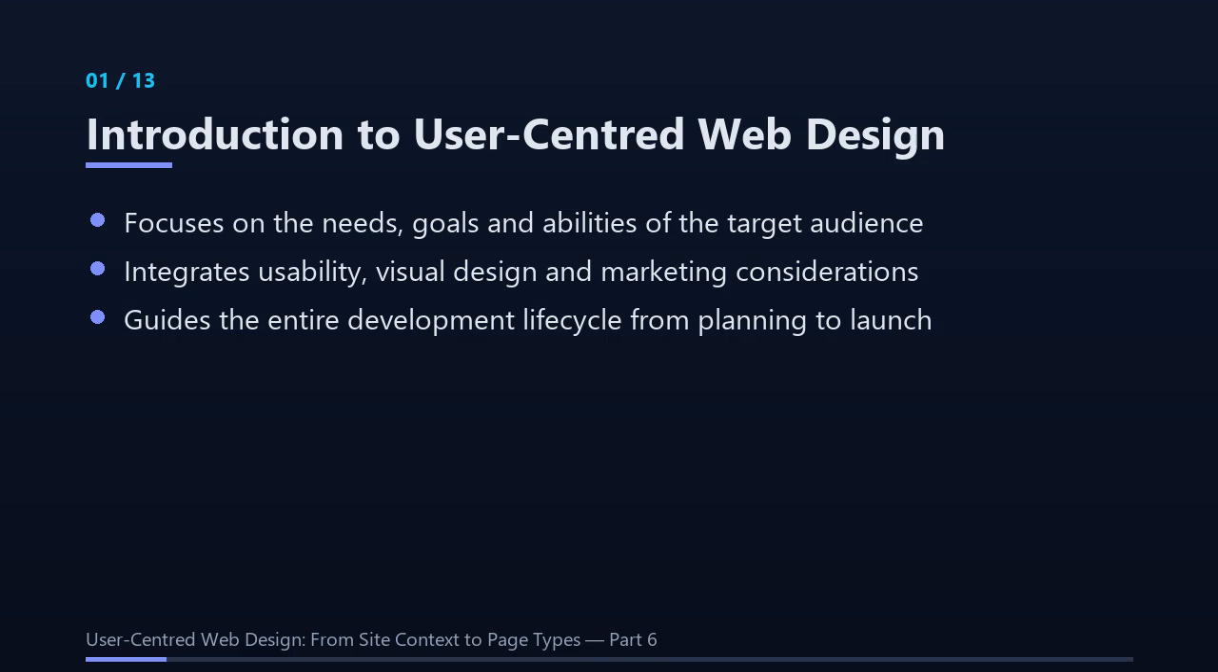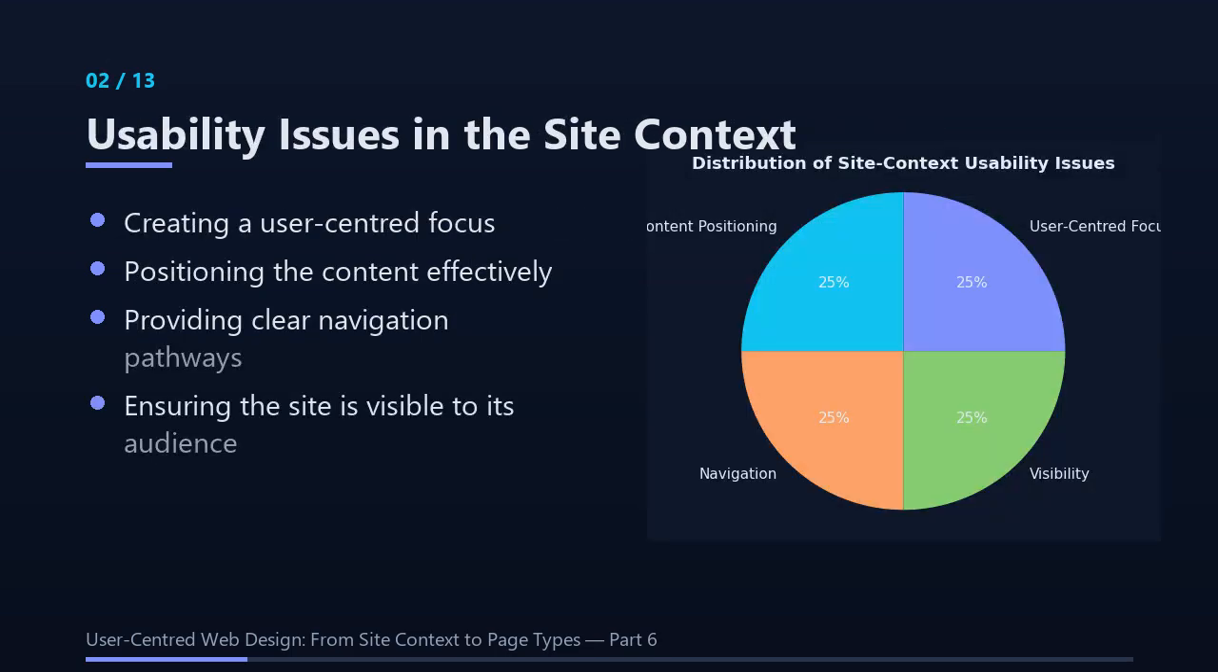website as a whole. When we talk about the site context, we are referring to the macro-level environment in which a website lives. Four major usability challenges dominate this space: keeping the user in focus, arranging content so it matches mental models, designing navigation that feels intuitive, and making the site discoverable through both design and marketing tactics.